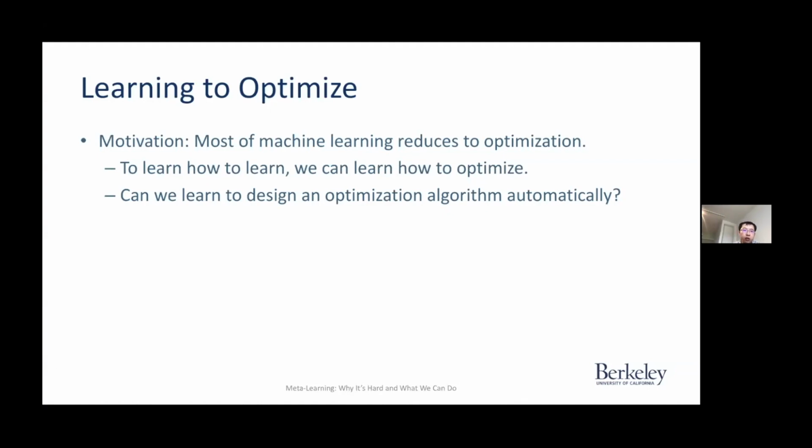This is the work I did, I guess, four years ago, and this is a different way of looking at meta learning. It is based on the following motivation. Most of machine learning can be reduced to optimization. So if we want to learn how to learn, we can learn how to optimize. Can we actually learn to design an optimization algorithm automatically?